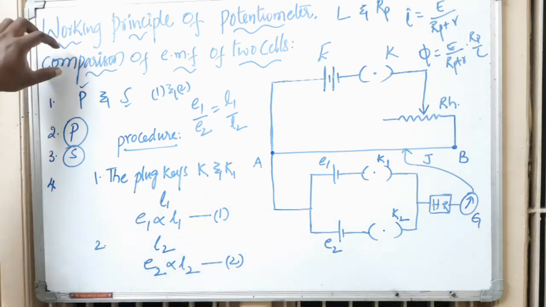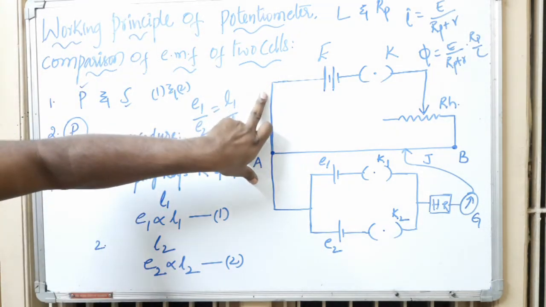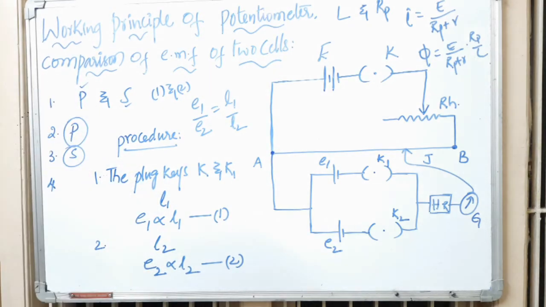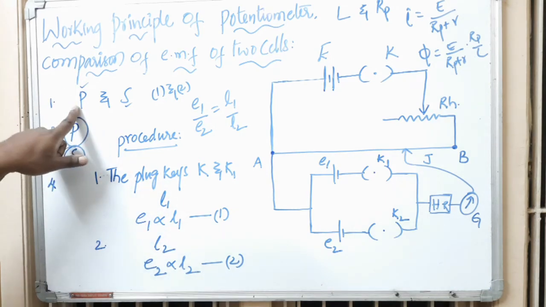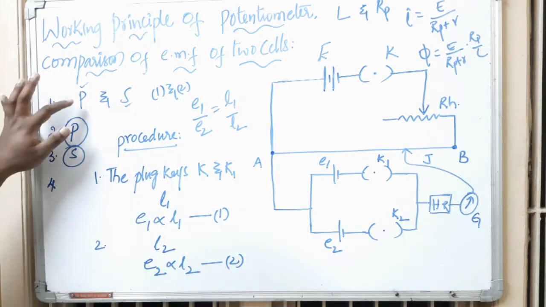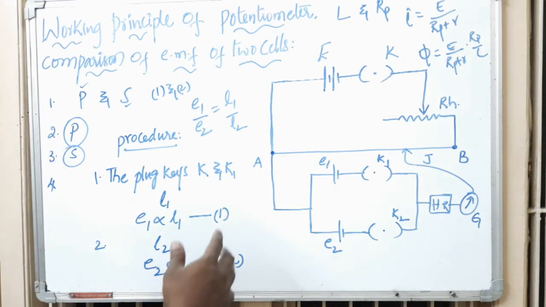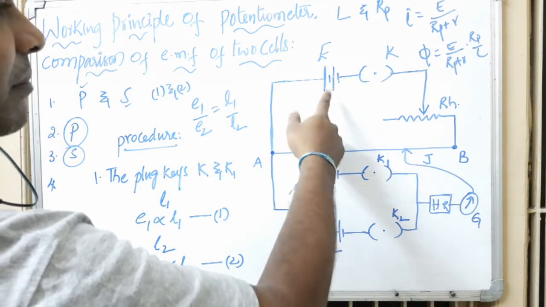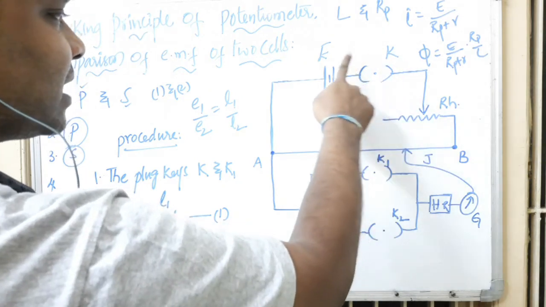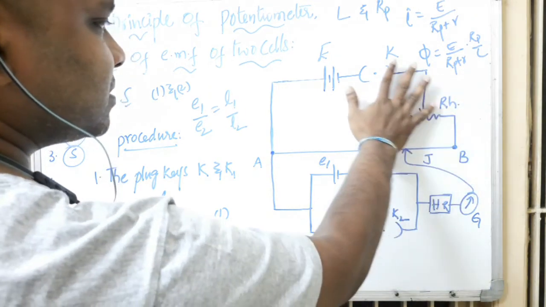And after that, we kept a heading, comparison of EMF of the two cells. So better you draw the circuit at that time. In that, I told you the first point: potentiometer consists of two circuits, one is a primary circuit and the next one is a secondary circuit. First one is the primary circuit. The primary circuit consists of a cell of EMF E with a plug key K and rheostat R, which are connected in series with the potentiometer wire AB. So this is the primary circuit.